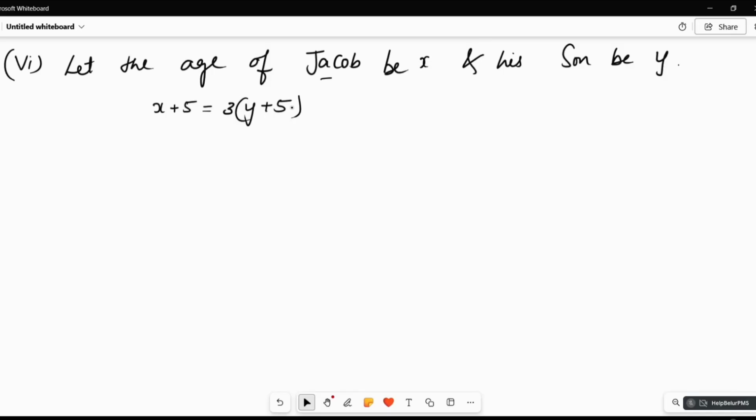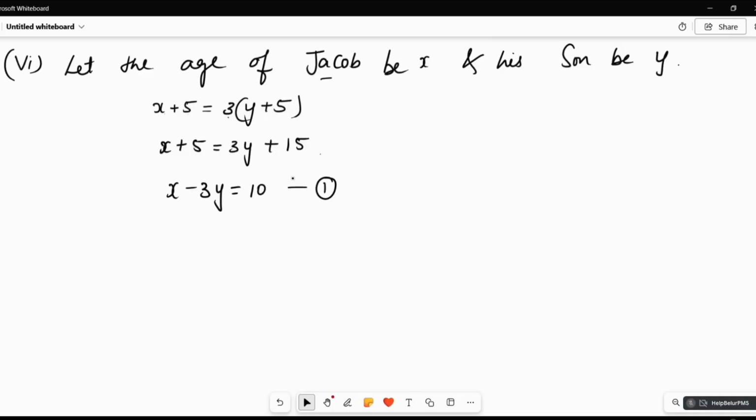At that time, his age will become x plus 5, and that will be equal to 3 times his son's age. The son's age at that time will be y plus 5, so 3 times y plus 5. Now, the first equation will be x plus 5 is equal to 3y plus 15. I can write it as x minus 3y is equal to 15 minus 5, that is 10. So this is the first equation.